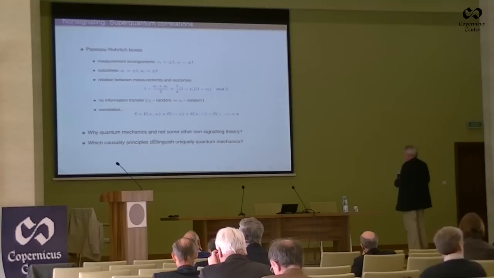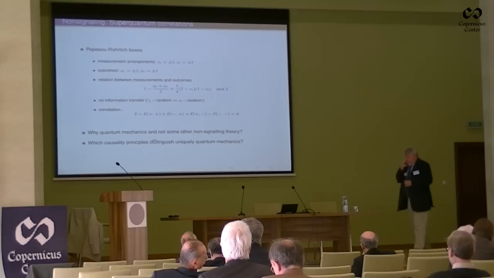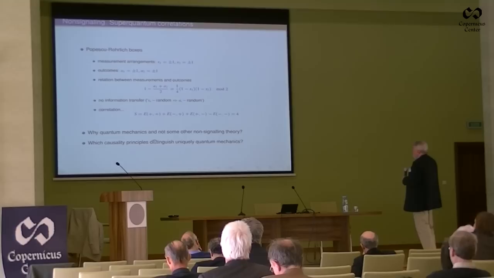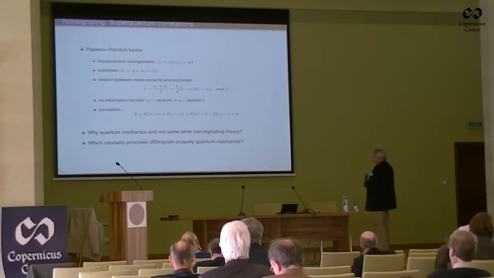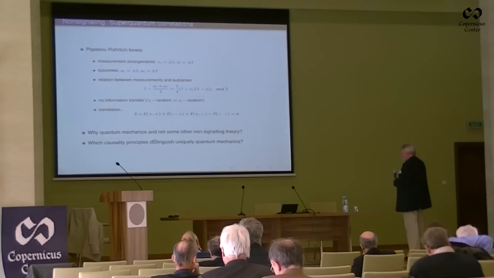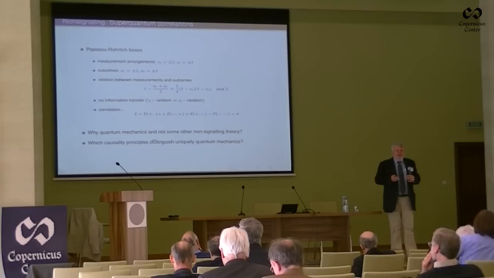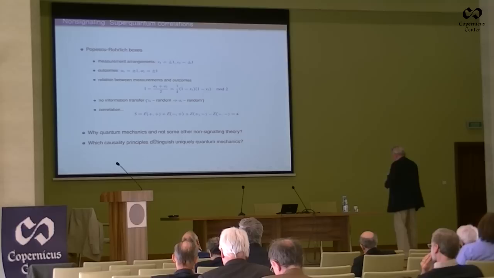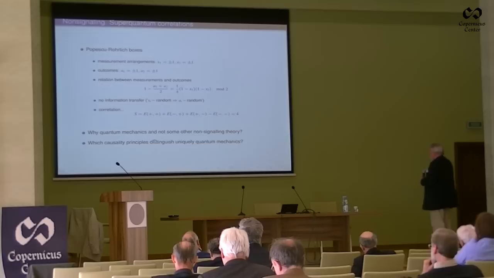Nevertheless, this is some relation which we impose. If the arrangements are x1 and x2, which can be plus minus 1, the outcomes must fulfill this relation. And then you can check that if these are randomly distributed, say uniformly randomly distributed with plus minus one, the same holds for A1 and A2. So in a sense, this is the causality: if this is random, this is also random. I will formulate this a little bit better on the next transparency. Then, if you calculate this correlation, it is exactly 4.